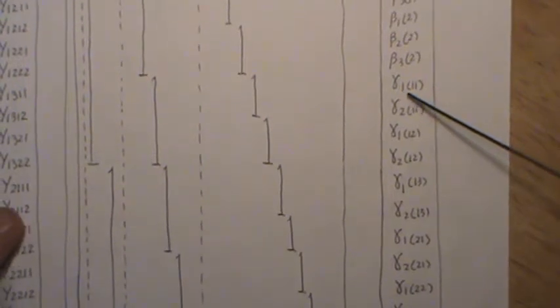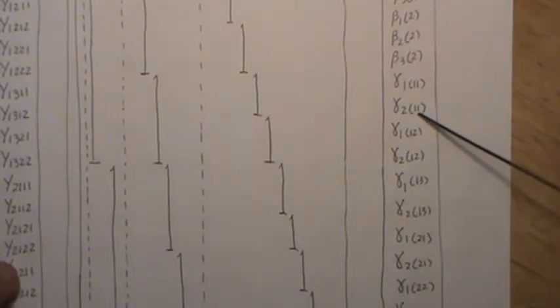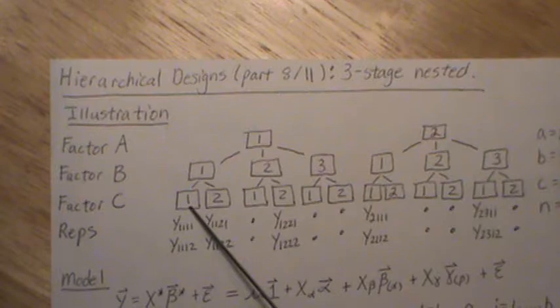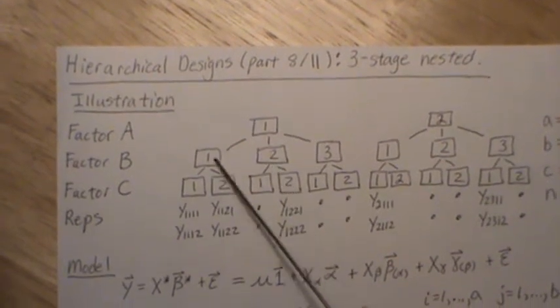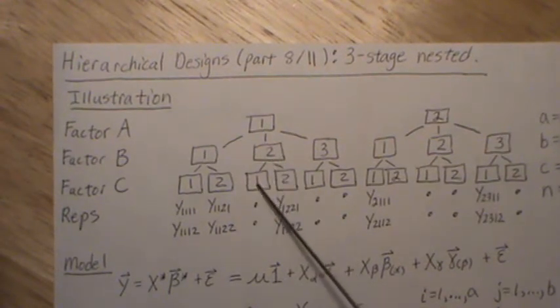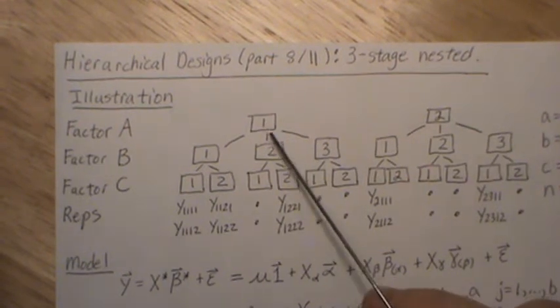Gamma 1 nested within 1, 1. Gamma 2 nested within 1, 1. So this gamma 1 is nested within 1, 1. This gamma 2 is nested within 1, 1. This would be gamma 3, nested within 1, 2. This gamma 4 would be nested within 1, 2. So that's why there's repeats. 1, 2 nested within 1, 1. 1, 2 nested within 1, 2. 1, 2 nested within 1, 3, and etc.